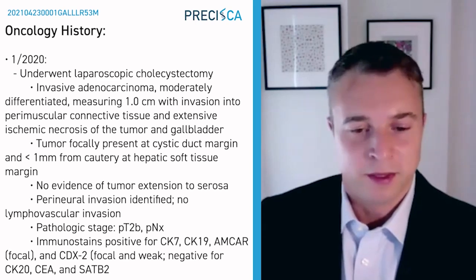So I'll start with Dr. Weiser in terms of thinking through this case of an incidentally resected gallbladder cancer. Do you think about oncologic surgery? Are there things you'd want to do before consideration of that?